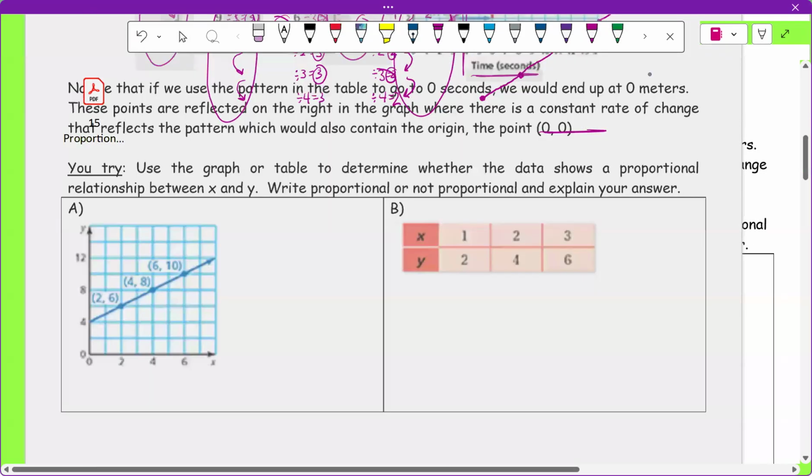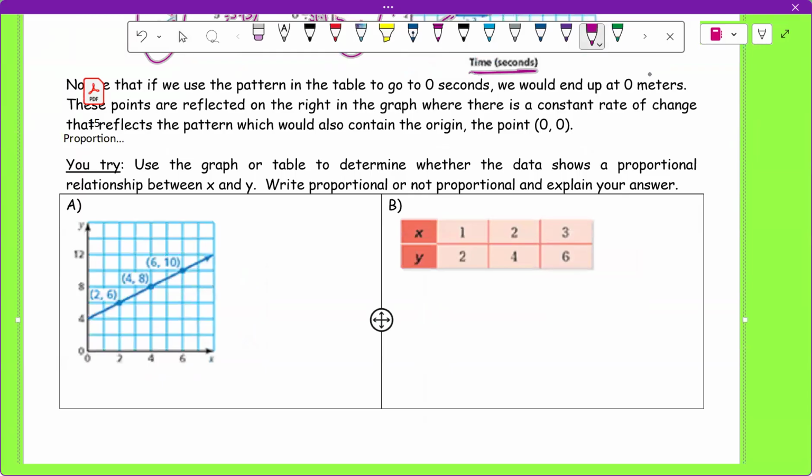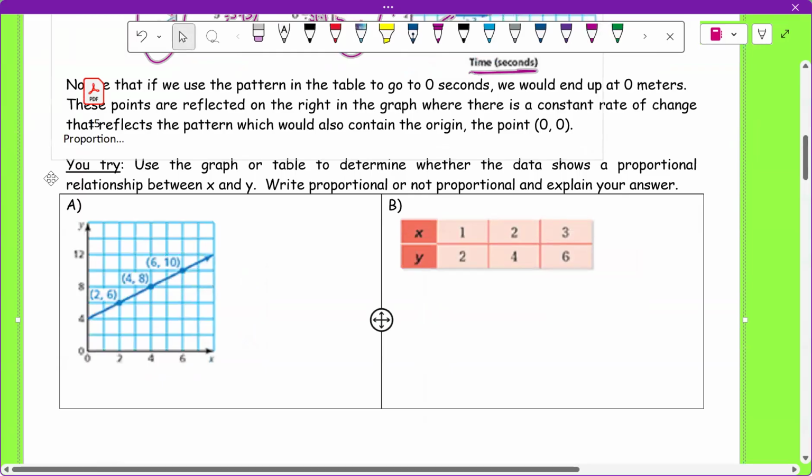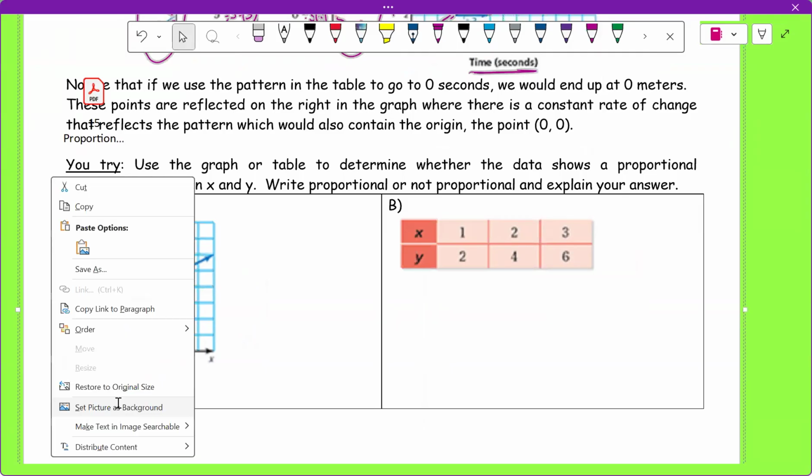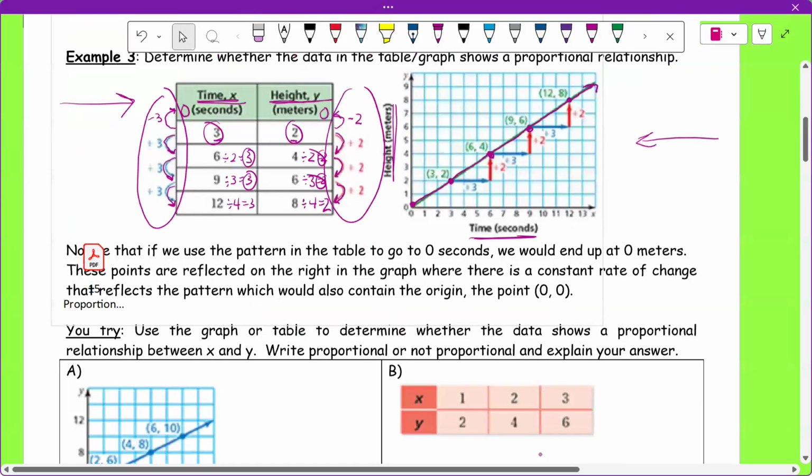Let's see what's going on here. Give me 1 second. Okay. Hopefully that fixed the issue.